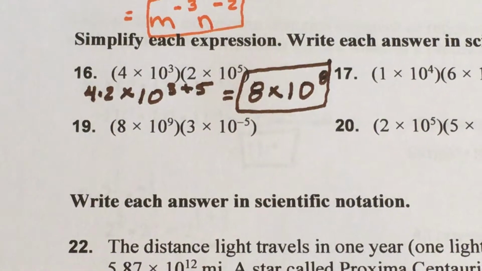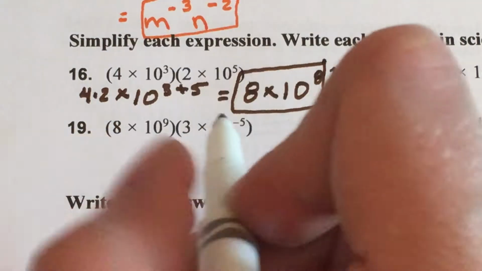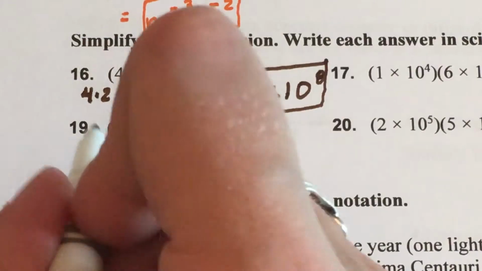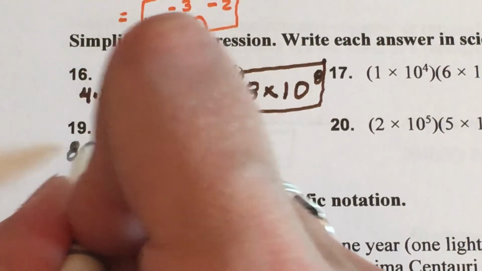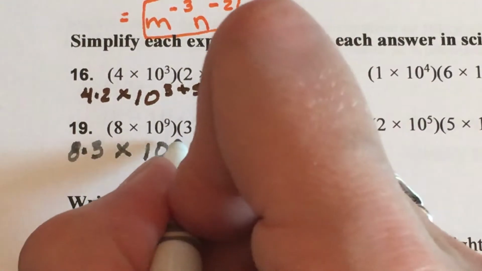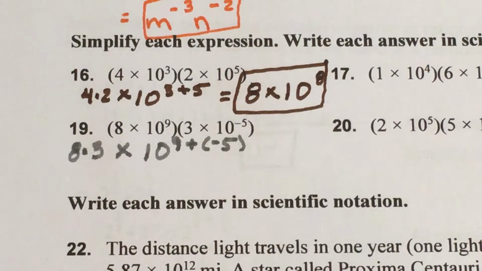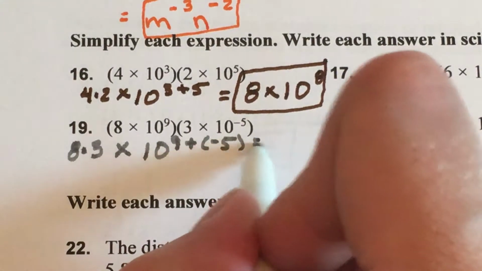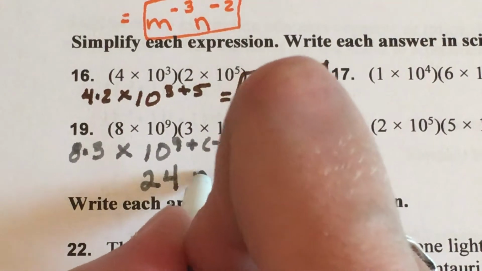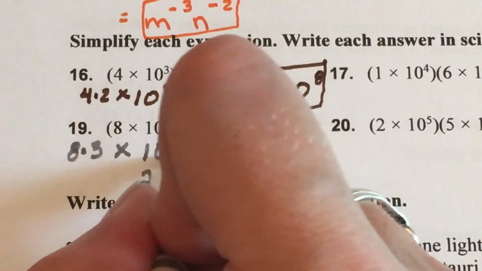Let's check out number 19 right below it. Coefficient works with coefficient. Base with exponent works with base with exponent. So 8 times 3 times 10 to the 9 plus negative 5. Eight times 3, 24, times 10 to the 4th, and we're done.